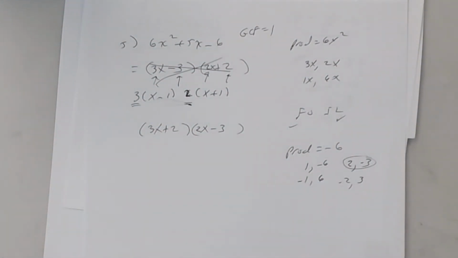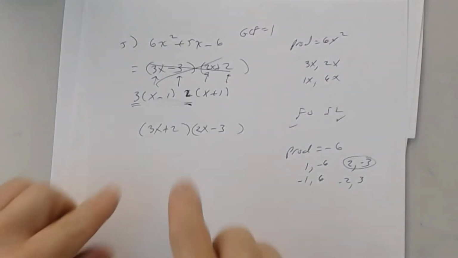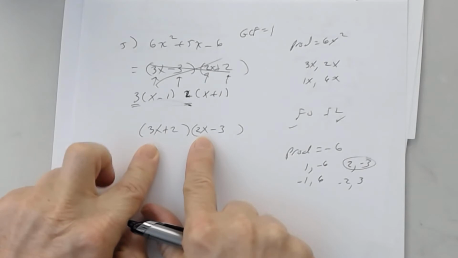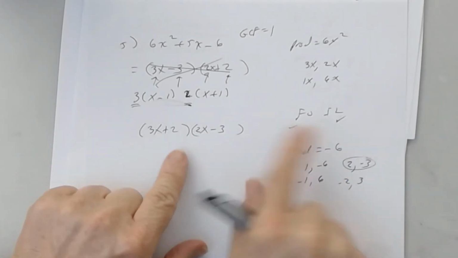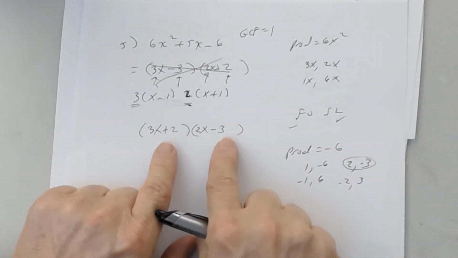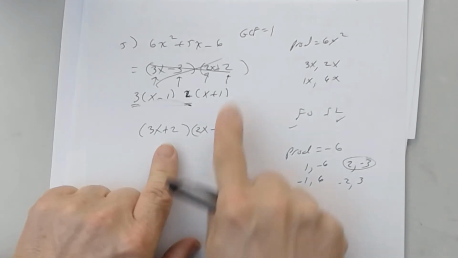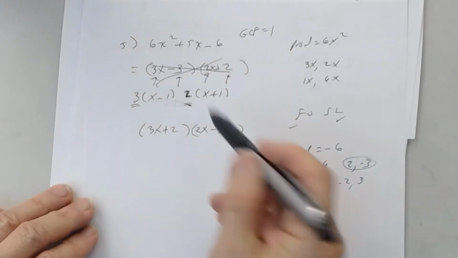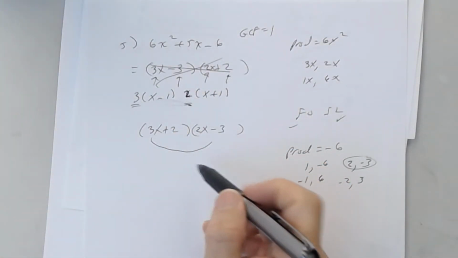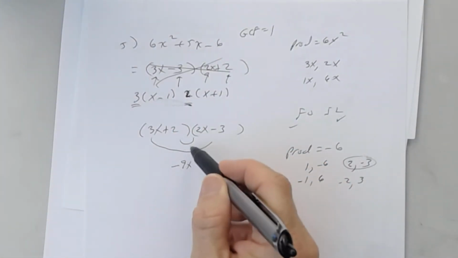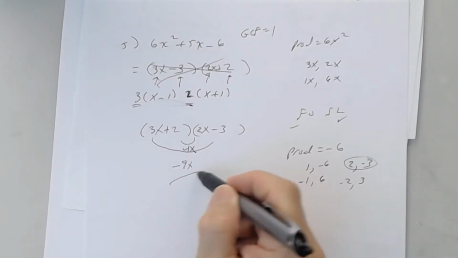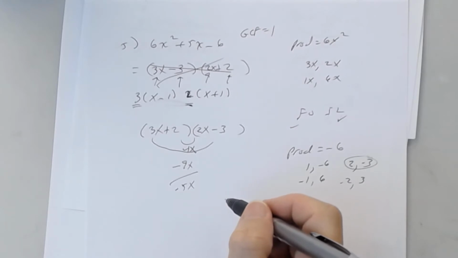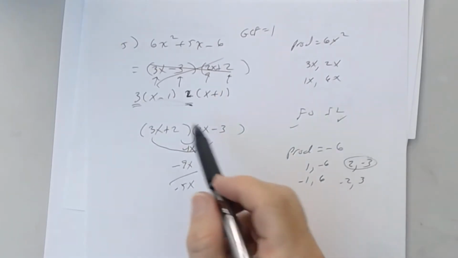Now let's check. What's 3x times 2x? 6x squared. So that takes care of the F. Let's go to the L, the last. What's a positive 2 times a negative 3? Negative 6. All right, now I need the outer and the inner to be a positive 5x. What's the outer? Negative 9x. What's the inner? 4x. What do I get when I add them up? Negative 5x. Is that what y'all wanted? No. I wanted a positive 5x.